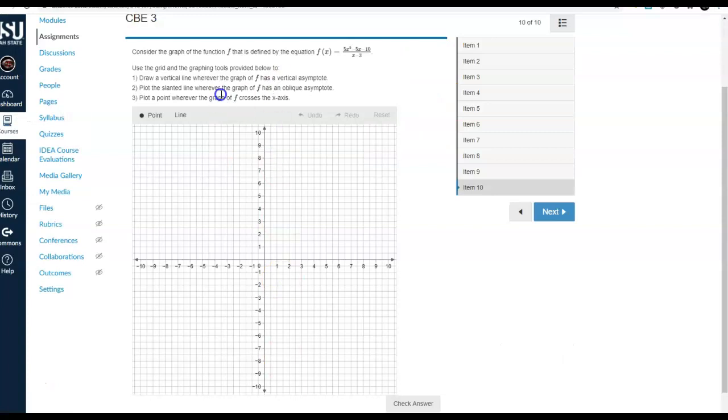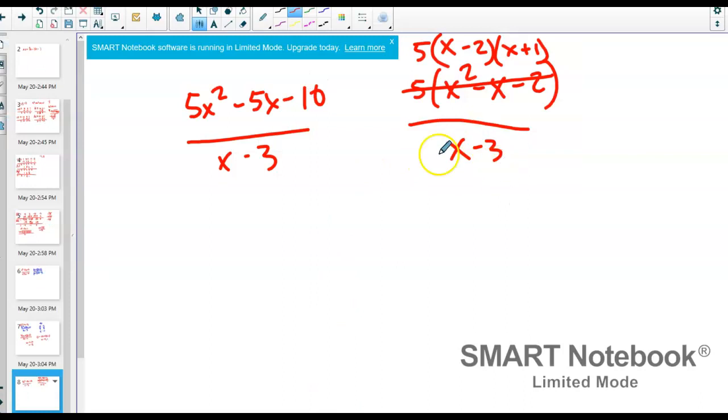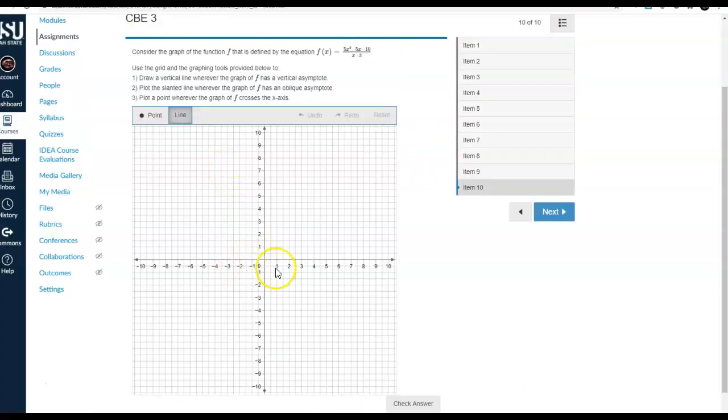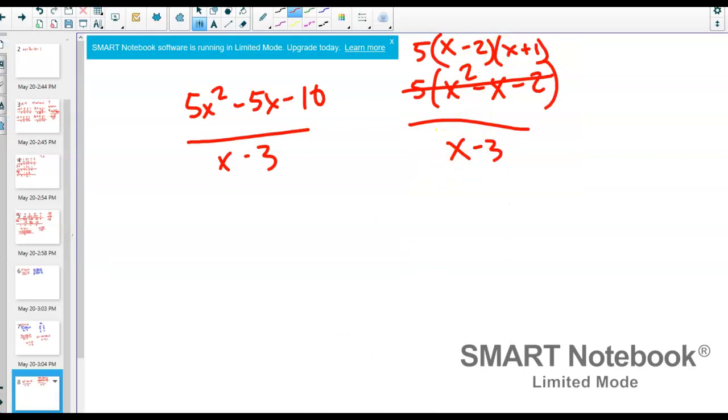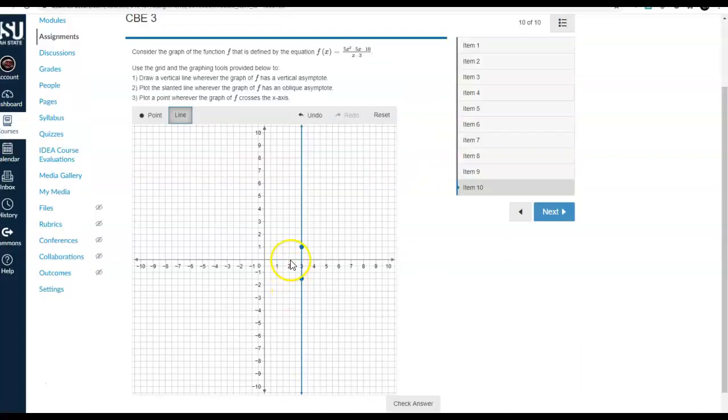So if I go back here, I need to graph vertical asymptotes. Again, my vertical asymptote would be at 3. So boom there. And then my oblique one I'll find here in just a second. The points where it crosses the x-axis, I just said that was 2 and negative 1. Whoops. Don't want the line. Got to switch it to there. 2, negative 1. And then I've got to find my oblique.